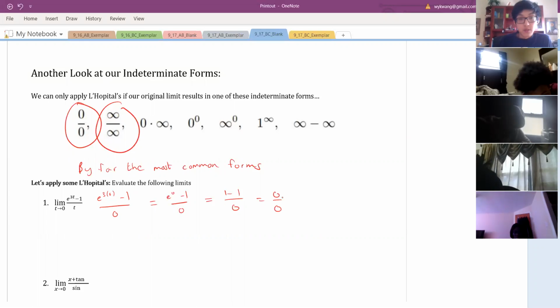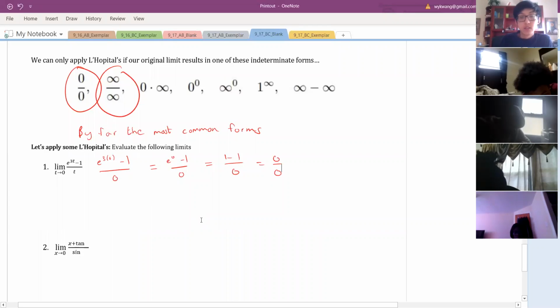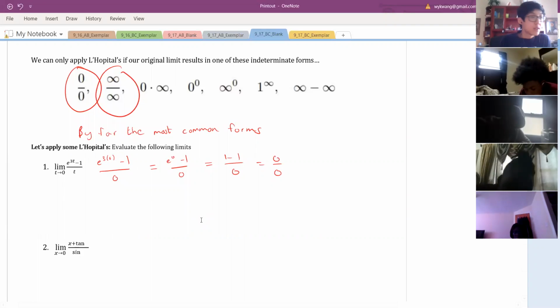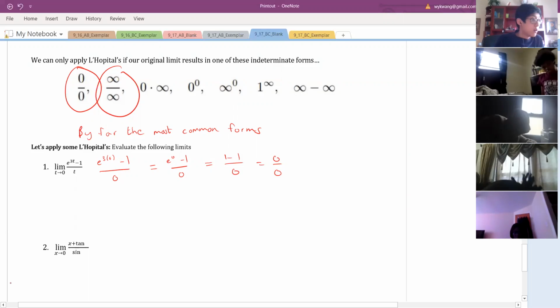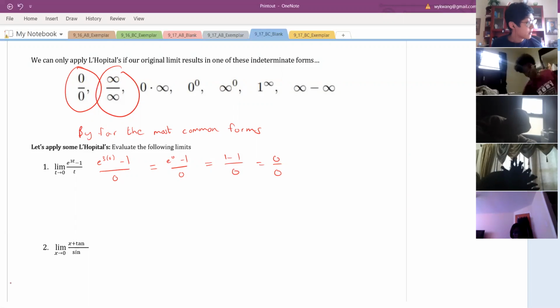Cool. Now, once we do that, I would like everyone to take 2 minutes to just solve the problem. So use L'Hopital's and tell us what the limit is. One thing, when we're deriving e to the 3t, do not forget to do chain rule. So again, 2 minutes and I'll come back. Once you get your answer, you can just send it in the chat.